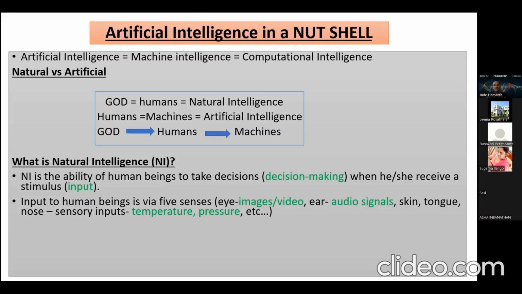Just assume one day all these sense organs are shut. What will happen? Even though you have brain, heart, kidney, lungs, everything, you will be completely cut off from the external environment. You cannot make any decisions to live because you are not receiving any inputs. Right? So these inputs which we receive are actually called data.